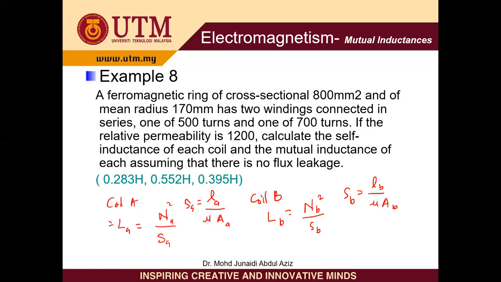And this LA is actually a circle, where this is your coil A and this one is your coil B. Given this radius, the length LA is calculated by using 2 pi times the radius, and this unit must be in meters, not millimeters. So you need to convert into meters, and the cross section is also in meter squared. Then you can get the answer.